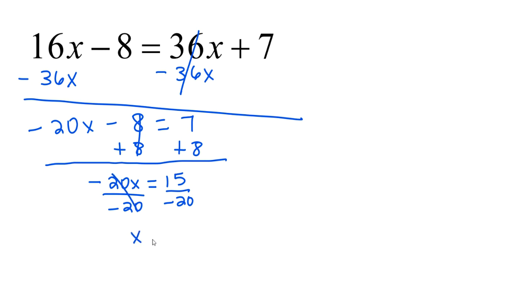So that gives me x equals -15/20. And anytime we have a fraction, we want to reduce our fraction. So the biggest number that can divide evenly into 15 and 20 is 5. So if I ask myself, okay, how many times will 5 go into 15? It would be 3 times. How many times will 5 go into 20? 4 times. So my answer is -3/4.